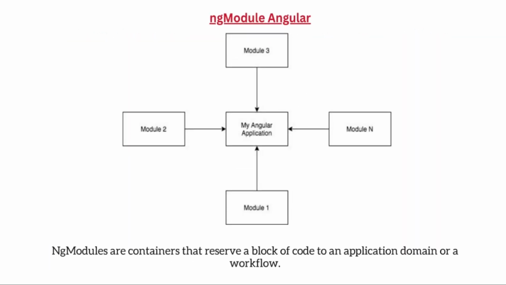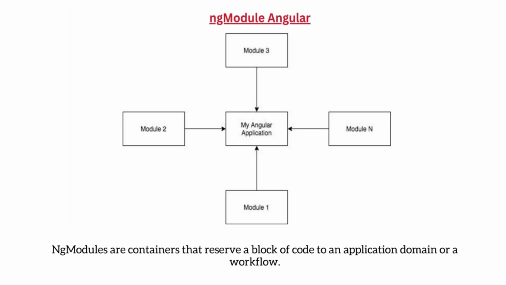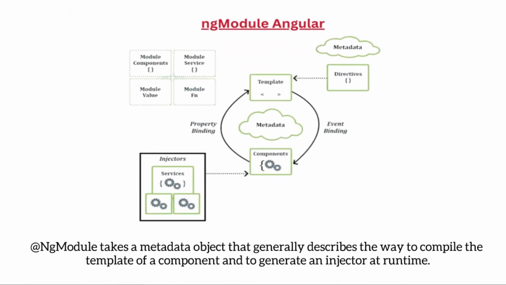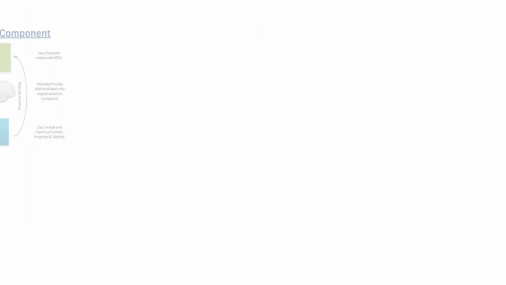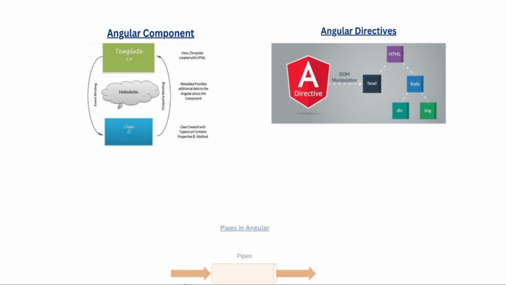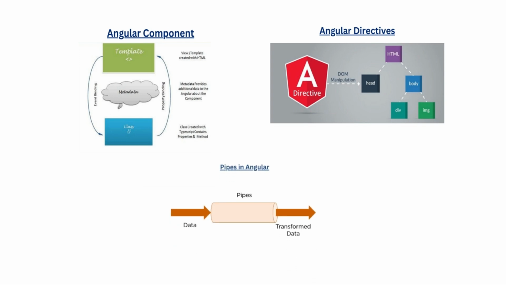NgModules are containers that reserve a block of code to an application domain or a workflow. An NgModule takes a metadata object that generally describes the way to compile the template of a component and to generate an injector at runtime. In addition, it identifies the module's components, directives, and pipes, making some of them public, through the export properties so that external components can use them.